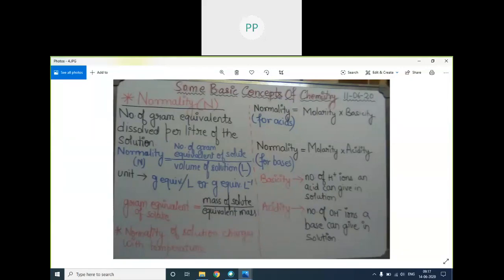So these are all the concentration terms: mass percentage, mole fraction, molarity, molality, volume percentage, parts per million, and normality.